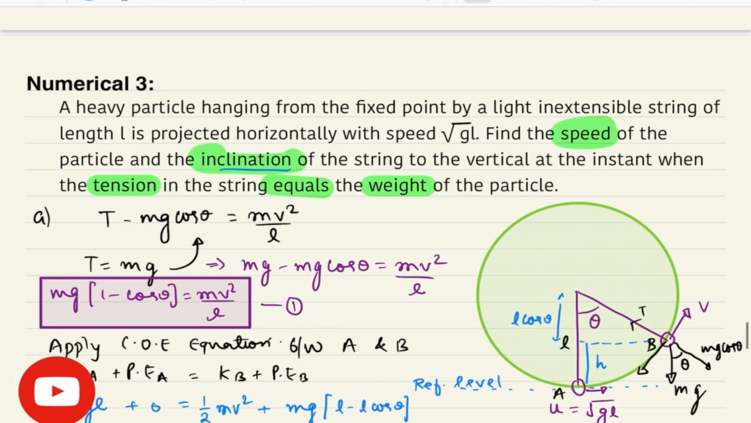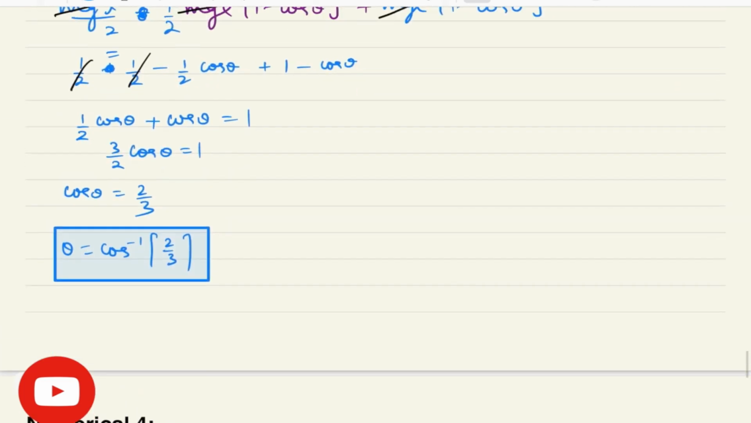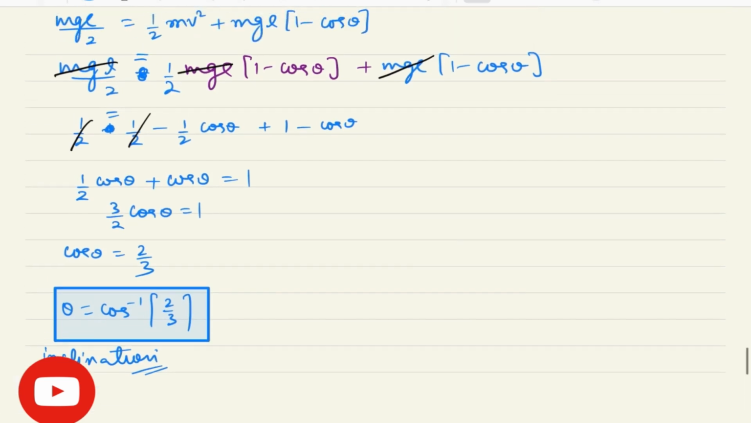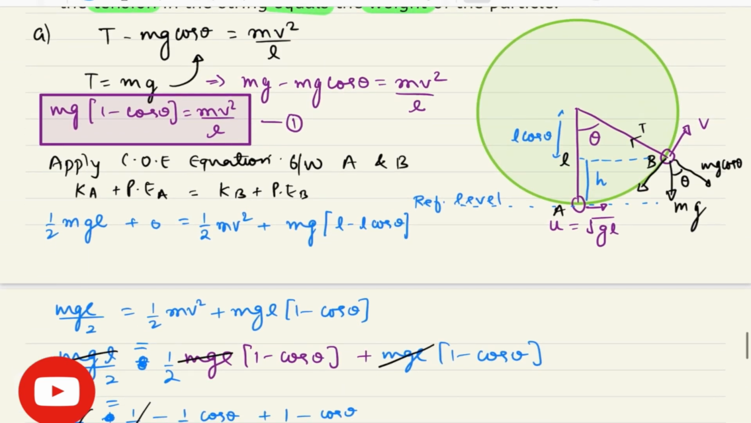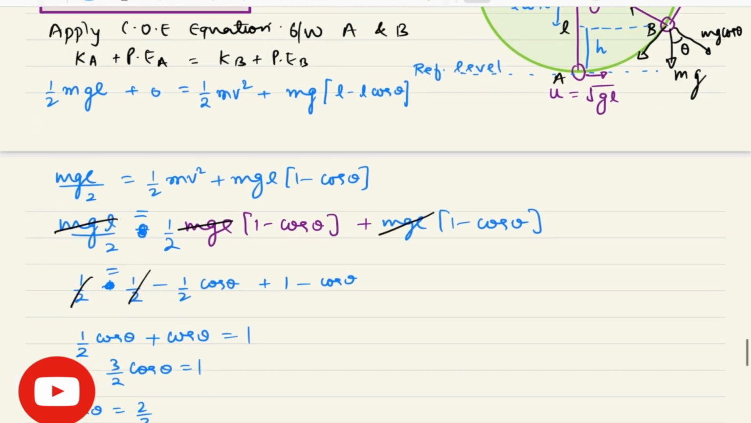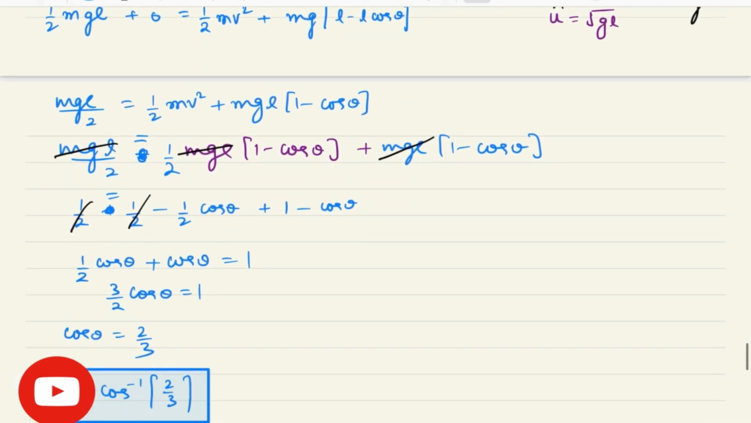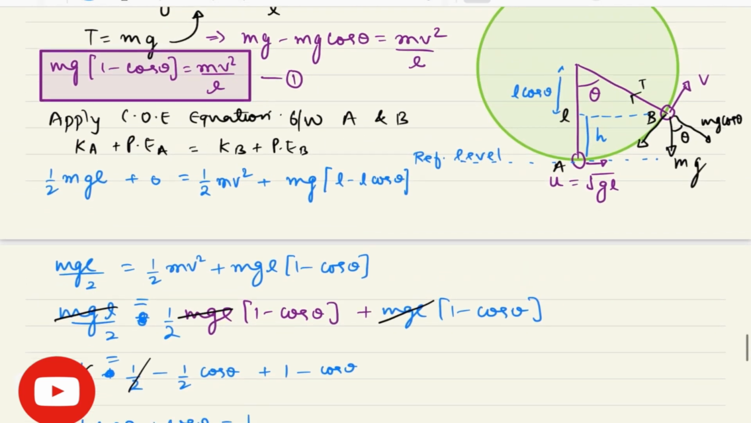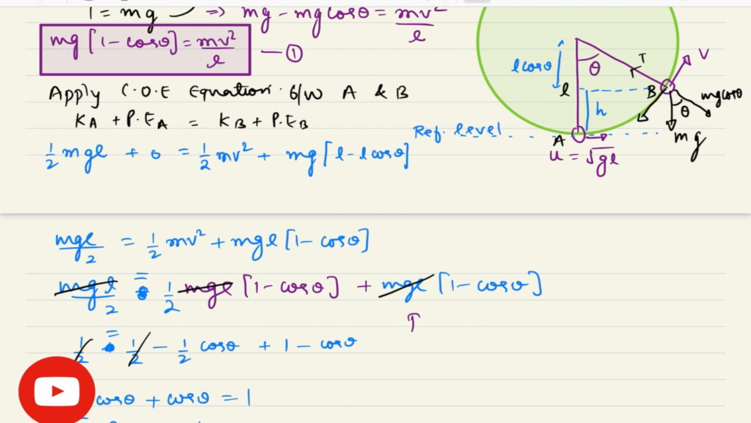So this is the angle we need to calculate, the inclination. This is the inclination made by the light string with the vertical, which is required according to the numerical. The second thing we need to calculate is the speed. Okay, and the speed equation is from the first equation. We know the value of cos of theta. So cos of theta is equal to 2 by 3. We will substitute the value of cos of theta in equation first.